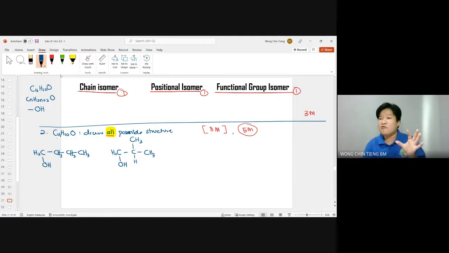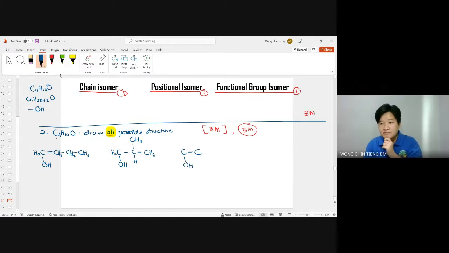So, that is how we move. Kita fikir chain isomer tu. Saya dah lukis yang paling basic, yang straight. Lepas tu move on to the chain. Dan kita tengok ada tak lagi rantai yang boleh pendek? From 4 to become 3. Can I have from 3 to become 2?